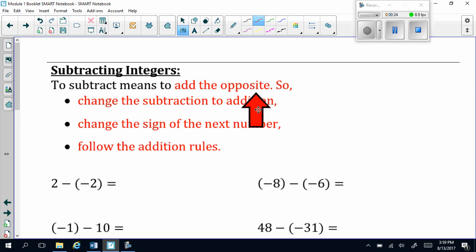So when we are subtracting, we're going to change the subtraction to addition. We're going to add, and then change the sign of the next number, the opposite. So to subtract literally means to add the opposite. So we change to addition and change the sign. We add the opposite. Then we follow our two addition rules that we talked about in the last video.